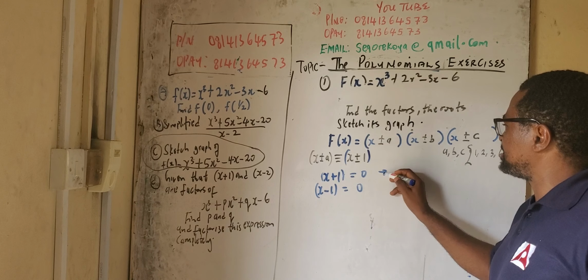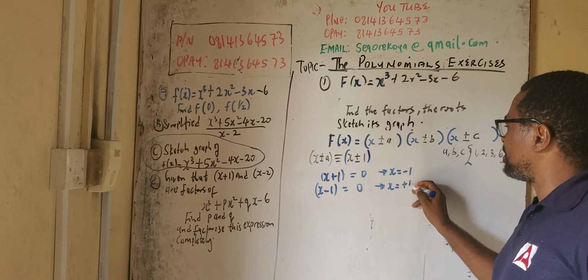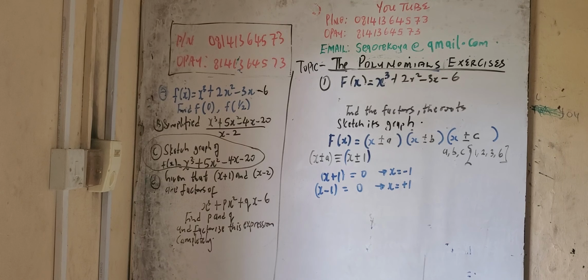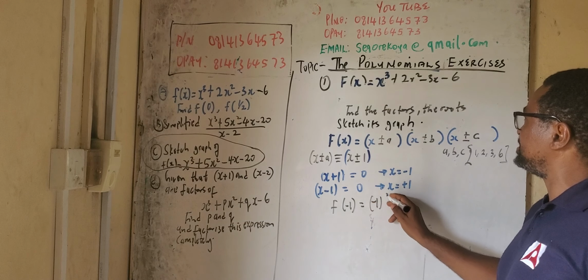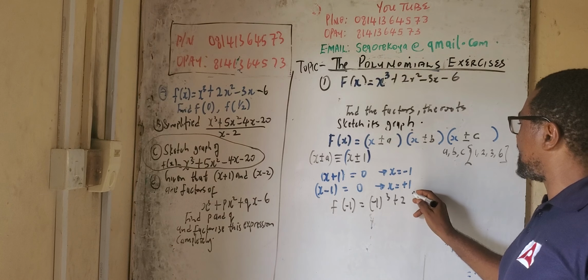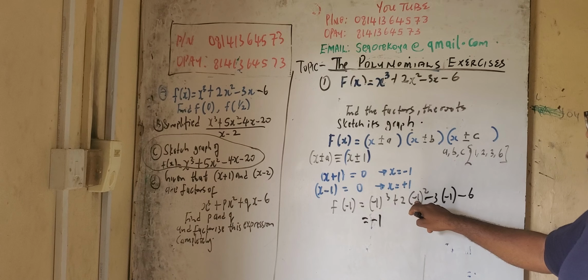So it means I'm going to test when x is minus 1. Here I'm going to also test when x is plus 1. Let's start with when x is minus 1 here. So I have f of minus 1 is equal to minus 1 raised to power 3 plus 2 times minus 1 raised to power 2 minus 3 times minus 1 minus 6. Here, this is the whole power, so I'm going to have negative 1. Here, this is an even number, it's going to be positive.